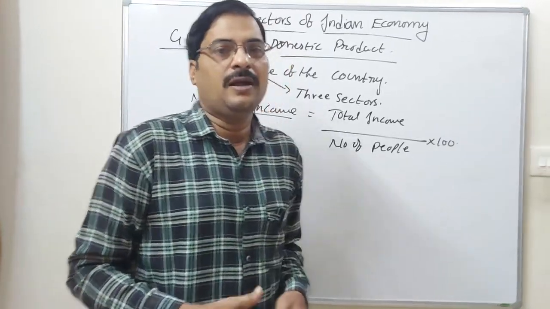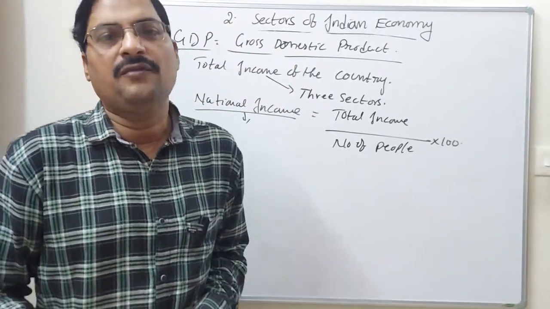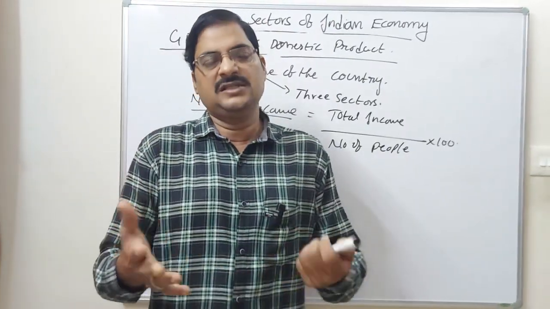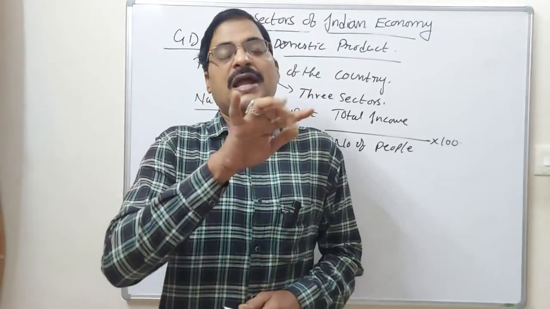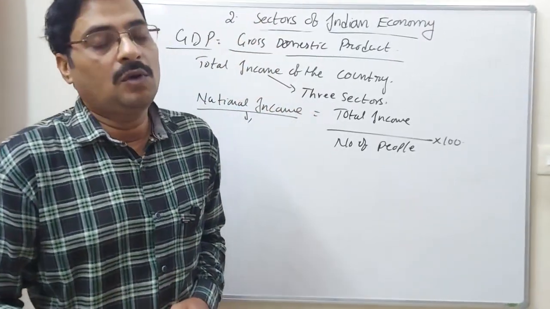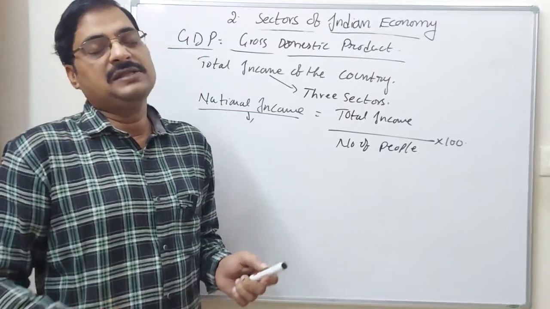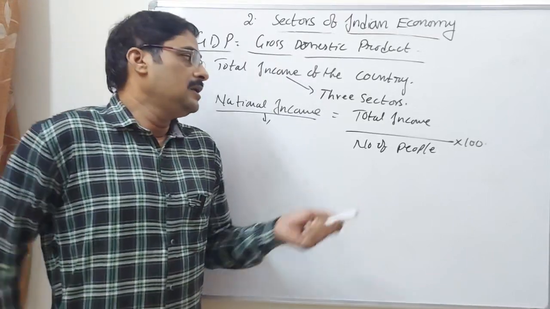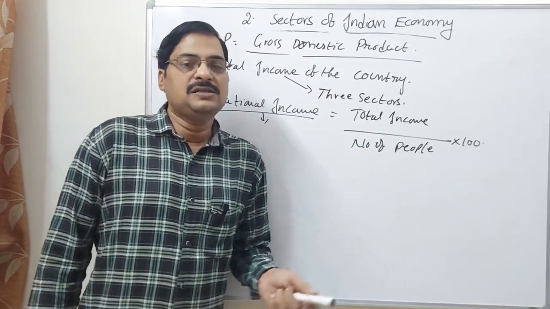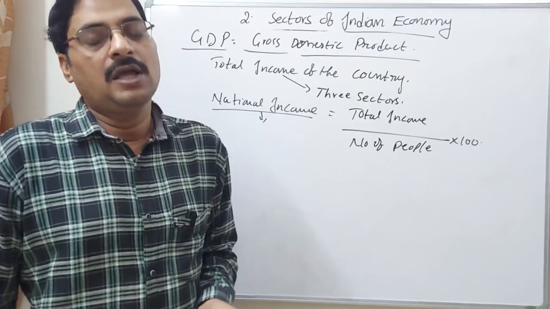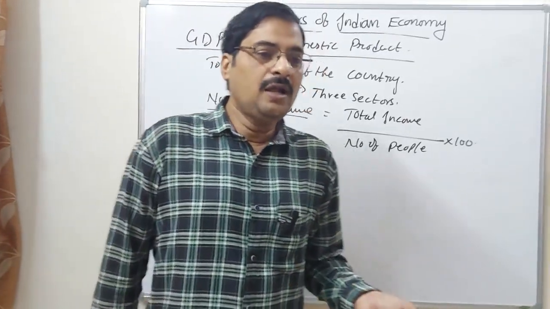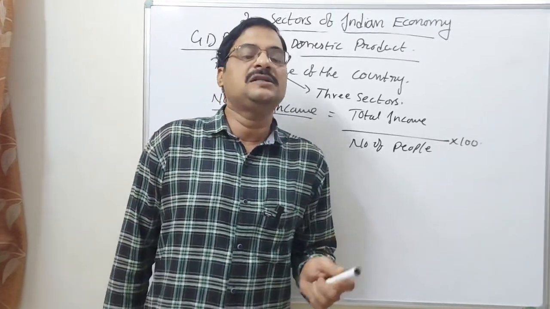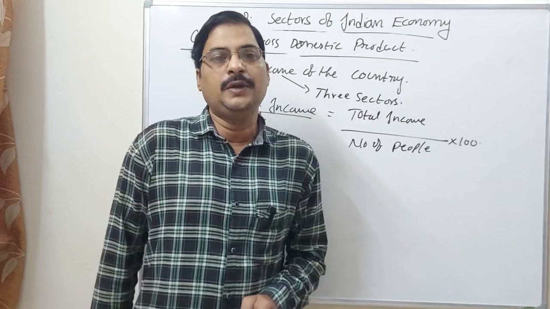Suppose the total income is 1,560 crores, just as an example, divided by 140 crore people. That means our country's population is now 140 crores. Total income means the income of the three sectors, divided by the number of people, into 100. If you want a percentage, you can get it by multiplying by 100.